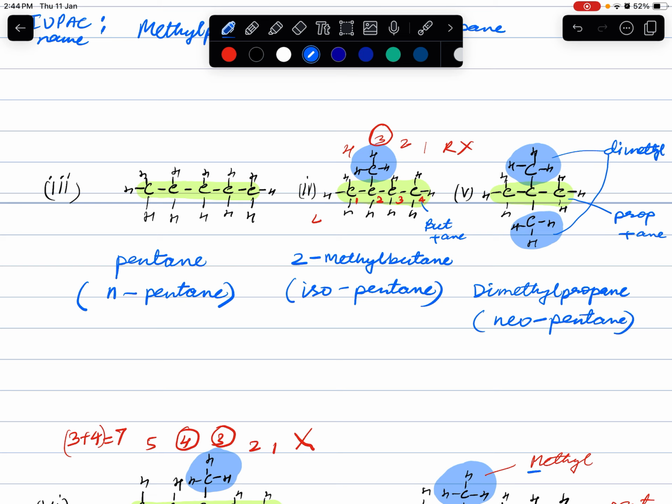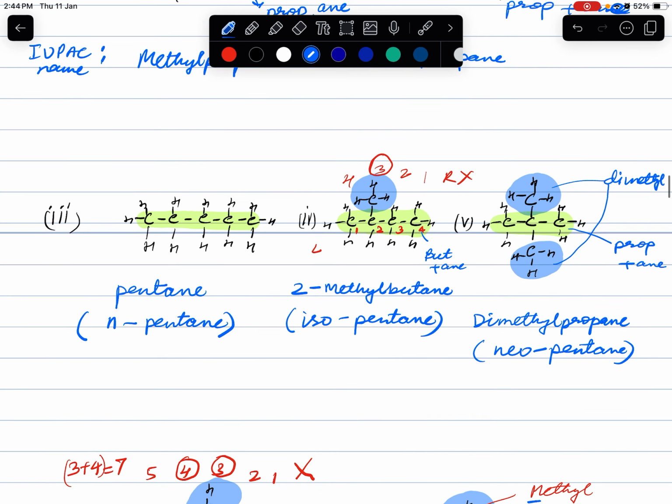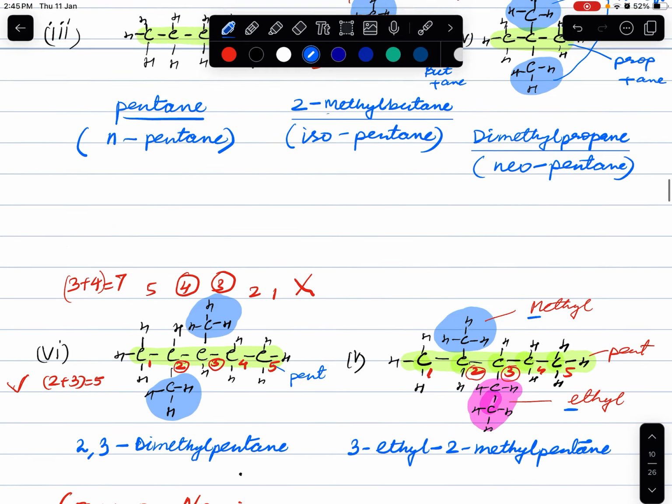So have a look here. In common naming, we look at the total number of carbon atoms. Therefore all are pentane. They are isomers of pentane. But the IUPAC name is different because it depends upon the total number of carbon atoms in the straight chain, and therefore it will have a different name.